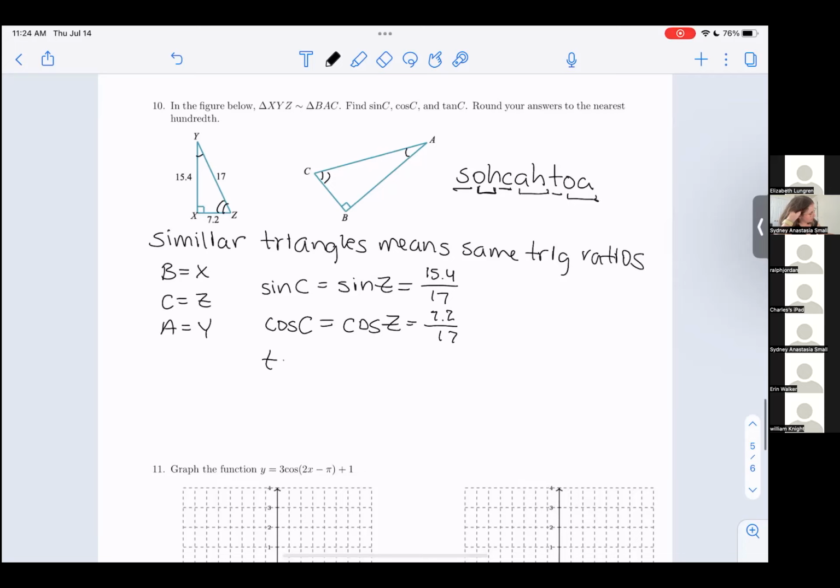Lastly, we want the tangent of C. That's equal to the tangent of corresponding angle Z. And tangent is just opposite over adjacent. The opposite of Z is 15.4, and the side adjacent to Z has length 7.2. And if it says on the exam something like round your answers to the nearest hundredth, you can always just plug that into a calculator and do that.